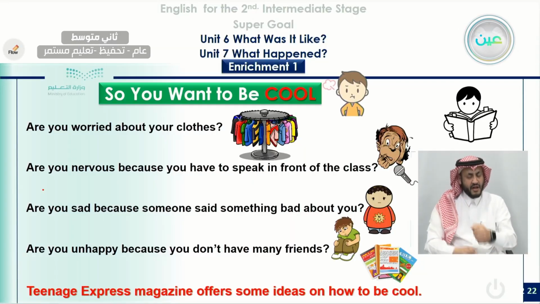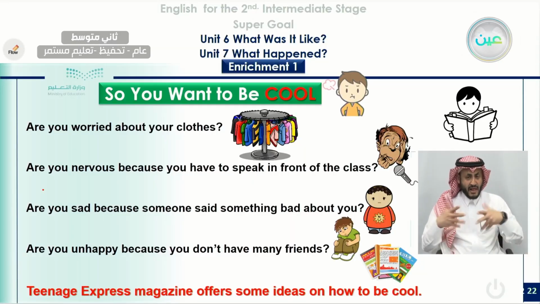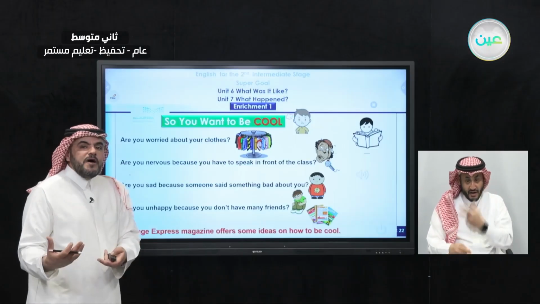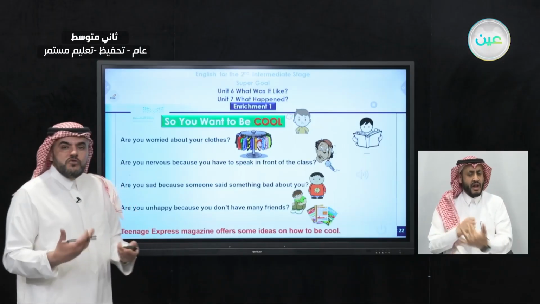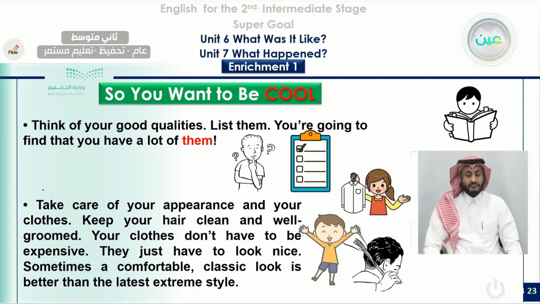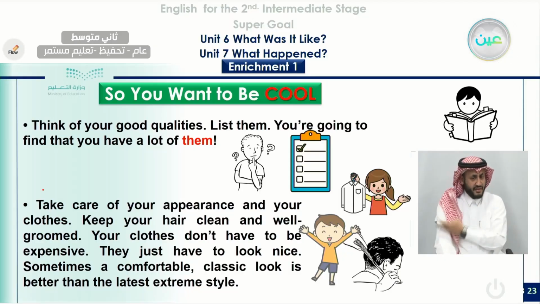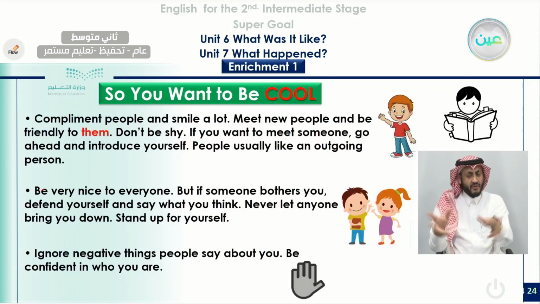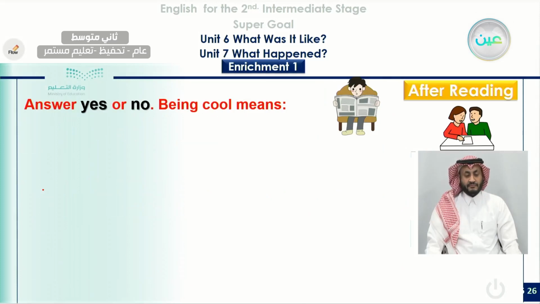Okay, are you worried about your clothes? If you have these feelings about your clothes, for example, are you nervous or are you sad because someone said something about you? All these things will have some solutions in this reading passage. Read it just to learn about how to be cool and how to deal with the reading passage. Okay, these are the hints or the pieces of advice that were given in your reading passage in Unit 7. Okay, how to be cool.